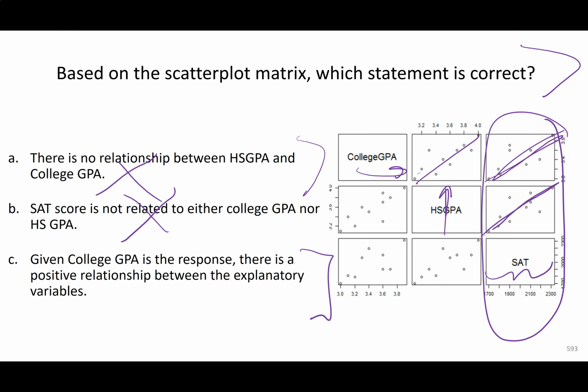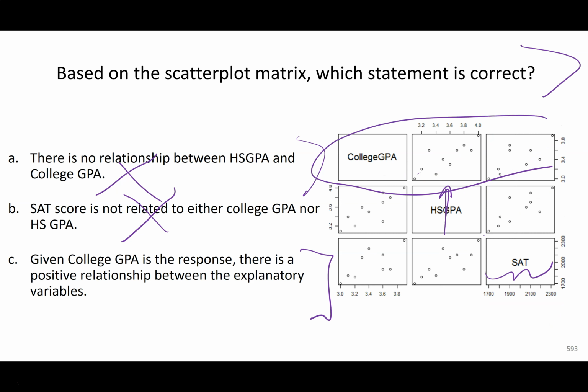Our third, given college GPA is the response, there's a positive relationship between the explanatory variables. So looking at college GPA as the response, do we have positive relationships? So here, I would argue college GPA and high school GPA have a positive relationship. That as high school GPA goes up, the college GPA goes up. Looking here, I would argue also a positive relationship. That as SAT score went up, college GPA went up. So I would argue the true thing here is that college GPA has a positive relationship with the other two variables.